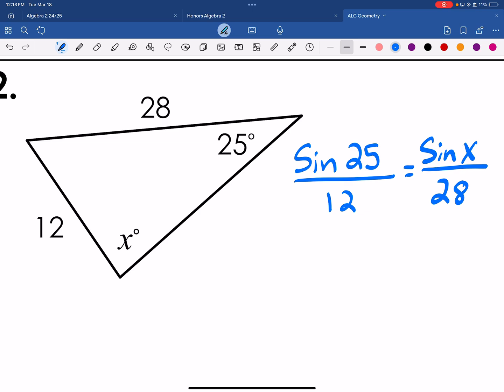Are we okay with the setup? Sine of 25 over 12 equals the sine of x over 28. Questions with the setup? Cross multiply: 28 times the sine of 25. We're going to divide that by 12. Bust out a calculator. 28 sine of 25 divided by 12.